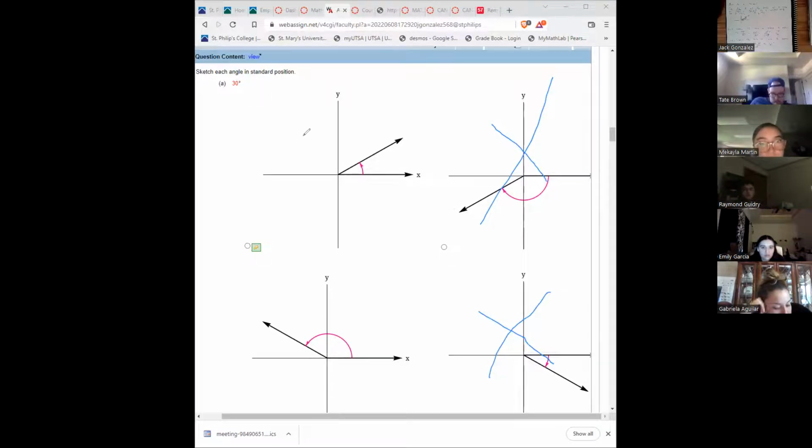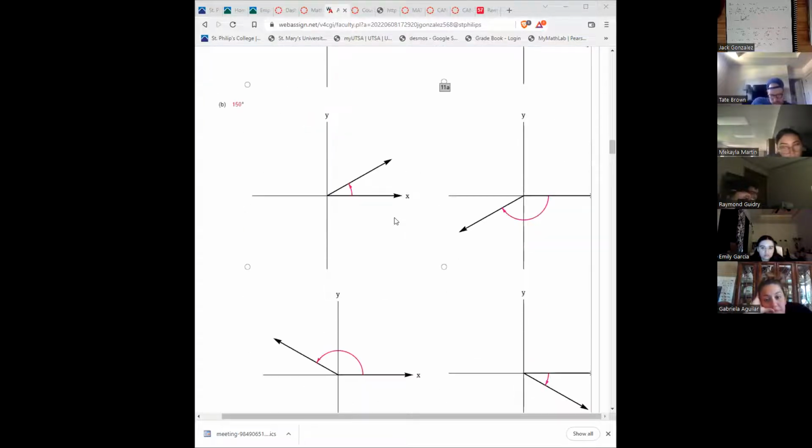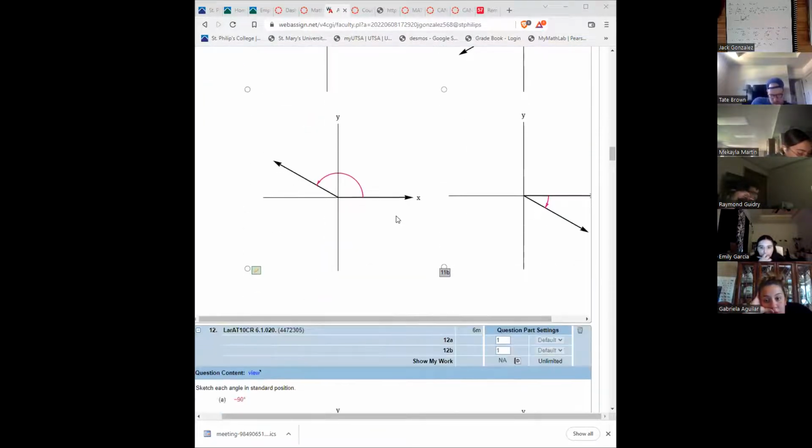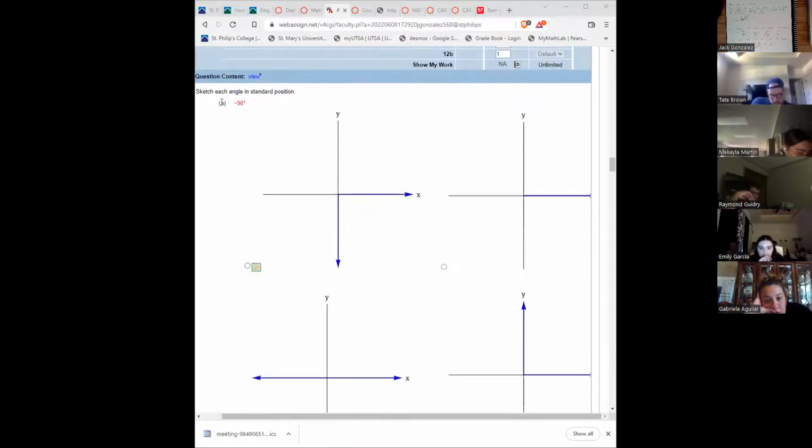So these are just testing those first concepts. Do you know what a positive angle is, a negative angle? Do you know where it starts, where it ends? That type of question. This type of ideas. Okay. So yeah, this one talks about negative.